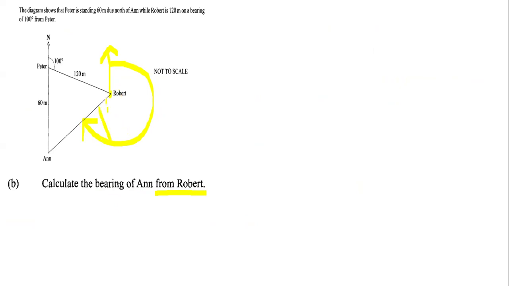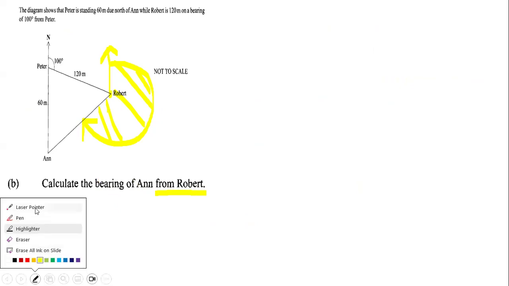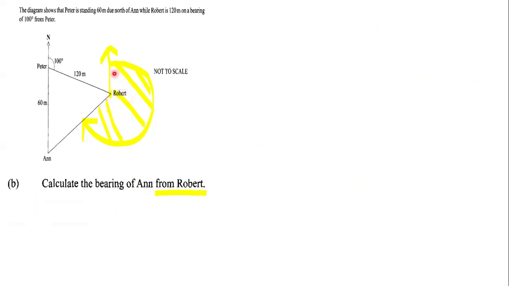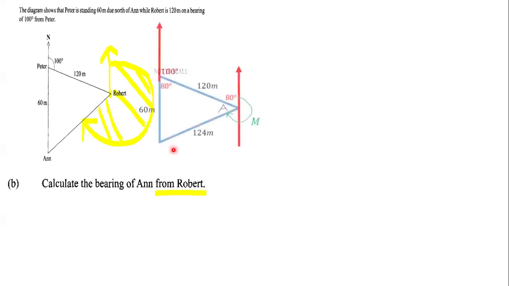So this angle right here, what I have shaded, that is the bearing of Anne from Robert, starting from here, going all the way to here. That's the bearing, and we have to figure out what this is, all of this angle. So what we did is we took this same triangle and drew it again.